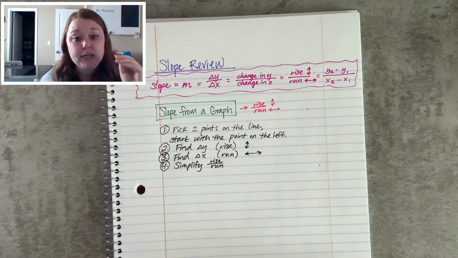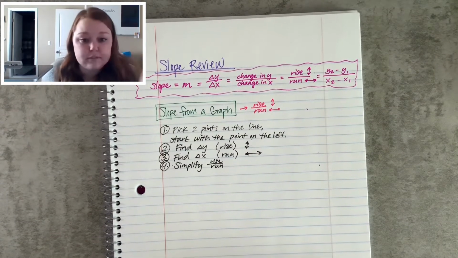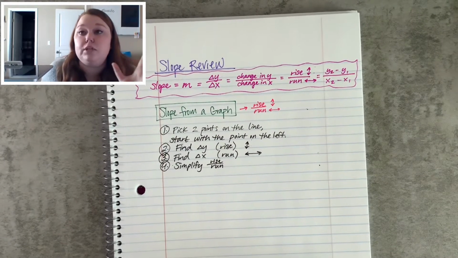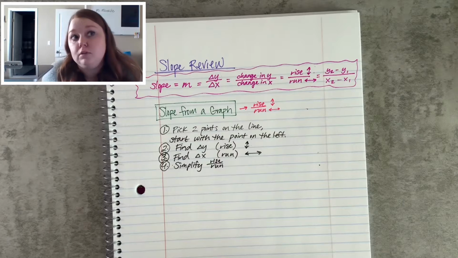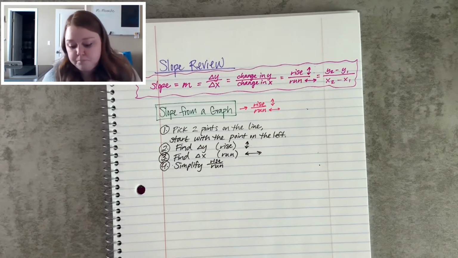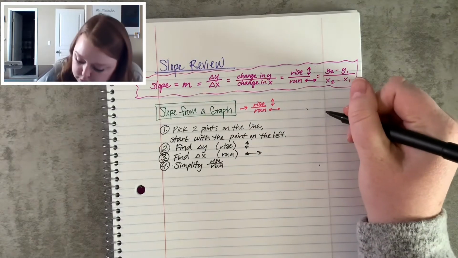But when you divide, if it comes out to be a whole number, that's fine. That's beautiful. Slope can be a whole number. But in terms of fraction versus decimal, it's better to have slope as a fraction. Okay, so we're going to do an example.